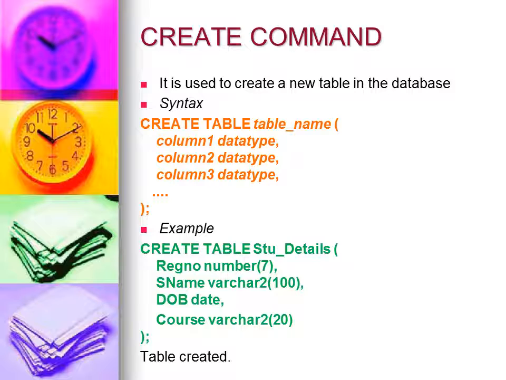DOB is date of birth, and the data type for that is date. We want to store a date inside that date of birth. And next is course. Course is also a character data type, so we are specifying varchar2 of 20. That is, we can store up to 20 characters in that. If we run this command, the table will be created and it will display table created.